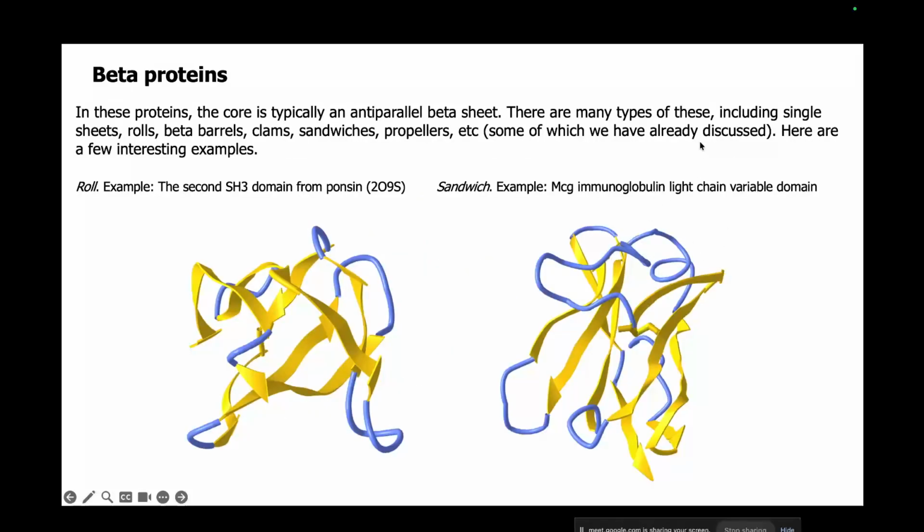Okay. Then you can have beta proteins, which are mostly your beta sheets. So all the arrows are your beta sheets. So these are basically typically an anti-parallel beta sheet. There are many types of these, including single sheets, rolls, beta barrels, clams, sandwiches, propellers, etc. Beta barrel, we described one beta barrel protein, I think, in the previous class or the other class. But yeah, so just to give you an idea about how different kinds of conformations can be possible and how these are classified into one or the other, right?